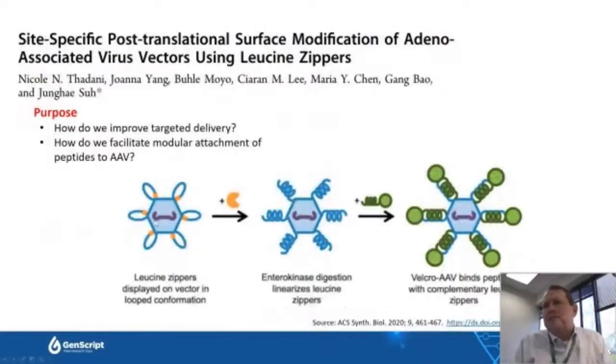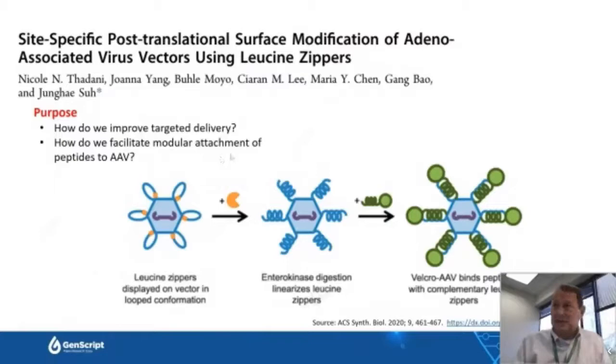If we look at the SULAB data, a very interesting study was done on how to improve target delivery. How do we facilitate also modular attachment of peptides to AAV? So these two points are very interesting. So what they did is they added a leucine zipper to the cap of the AAV. And what that does is after enterokinase digestion, allows that to bind a like zipper on either another molecule that might be an enzyme or an antibody that contains that same type of leucine zipper, creating what they call a Velcro AAV. That is that these molecules can enhance the production of virus.